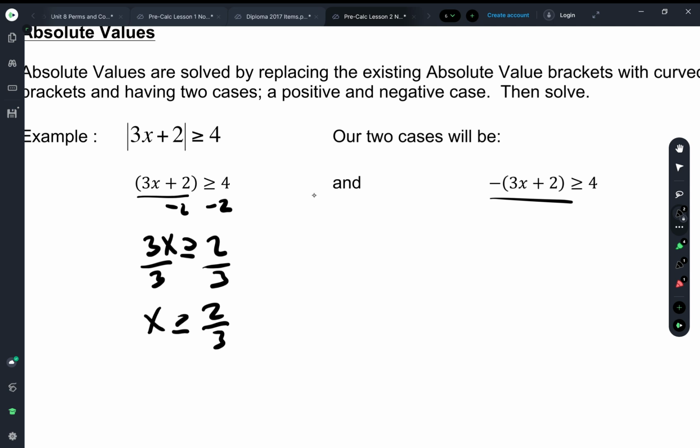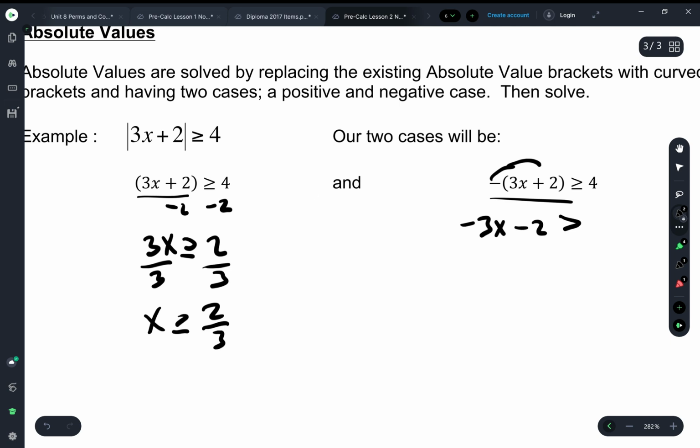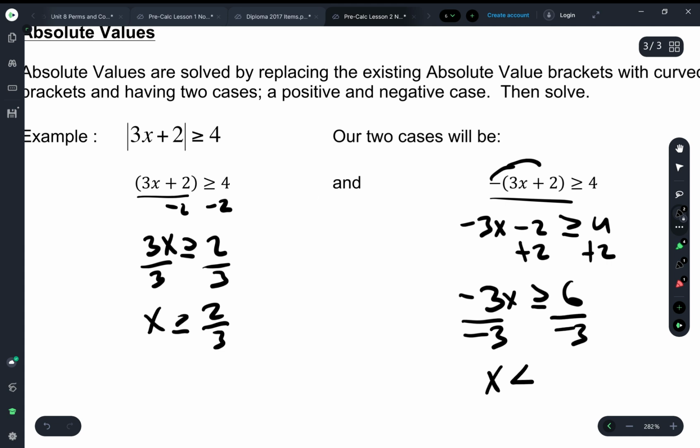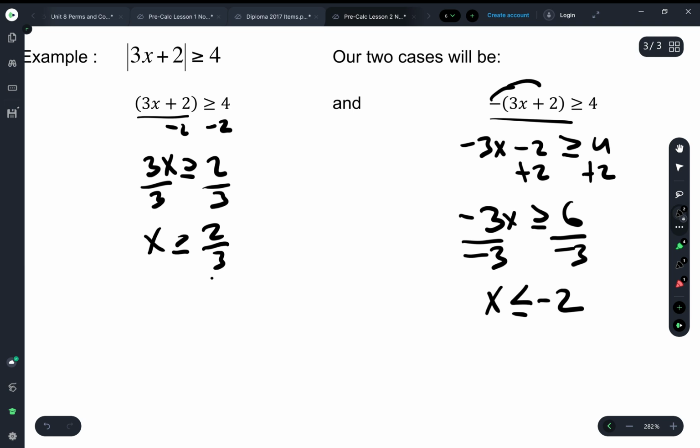For this one, I like to distribute the negative, just keep myself organized. So I'm going to add 2 this time. Don't forget the rule of dividing by a negative with an inequality. You have to flip it. So x is less than or equal to -2. So here are the 2 values. 2/3 and -2 are your important values. So those are the ones we're going to test.